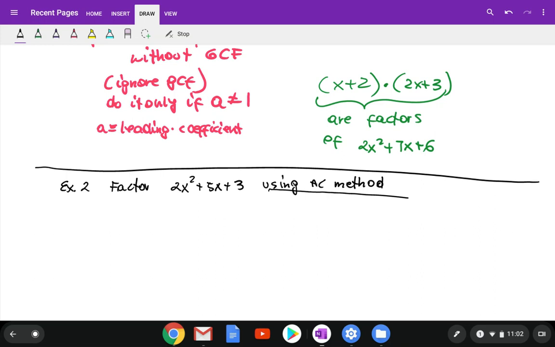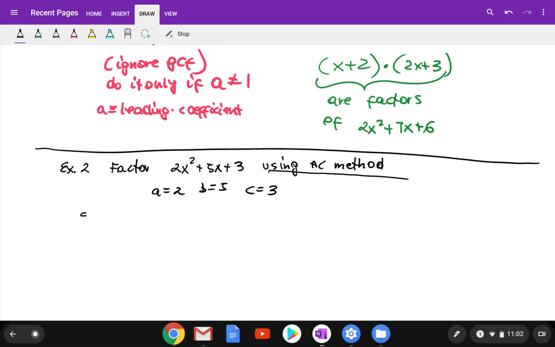Okay, so here a is equal to 2, b is equal to 5, that's the coefficient in front of x, and c is always the number which is by itself, 3. So let's follow those steps. Step 1, multiply a times c. So we're having 2 times 3, we're getting 6.